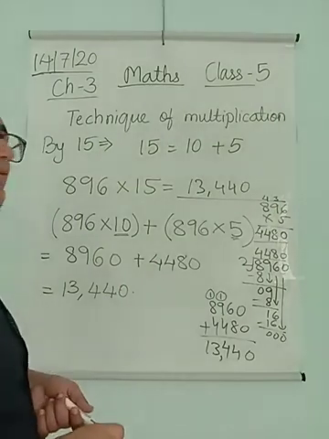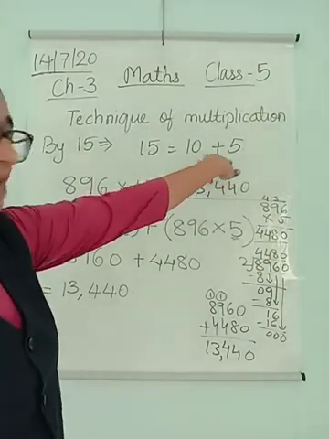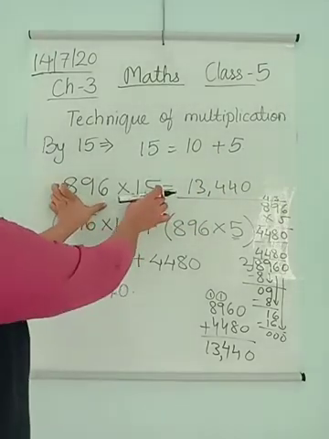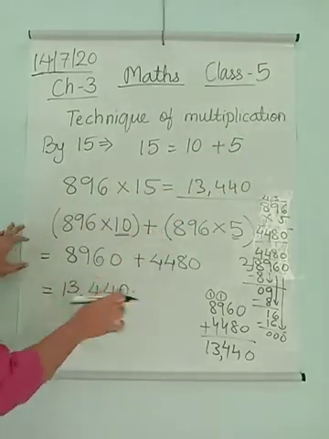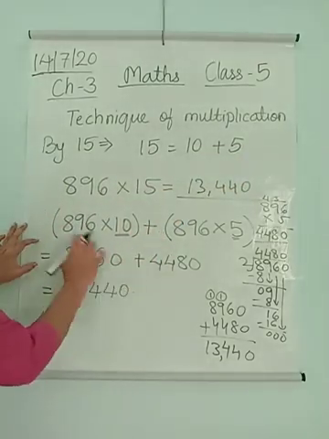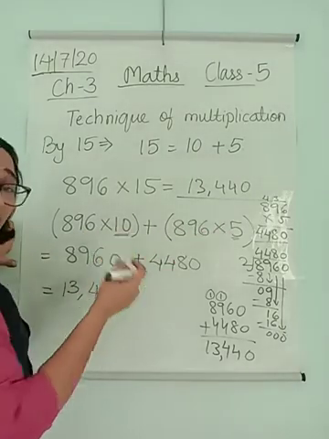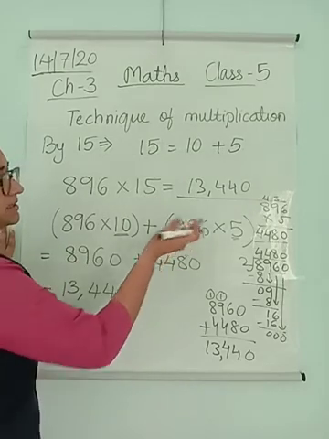13,440. What I have done here is 15 को मैंने 10 plus 5 लिया है. So I multiply 896 not by 15 but by 10 and by 5 और दोनों को प्लस कर दूंगी. This answer is directly 8960. इसका ये आधा है. 5 is half of 10. That is why इसका जो आंसर आया इसका आधा आंसर ये इसका होगा.